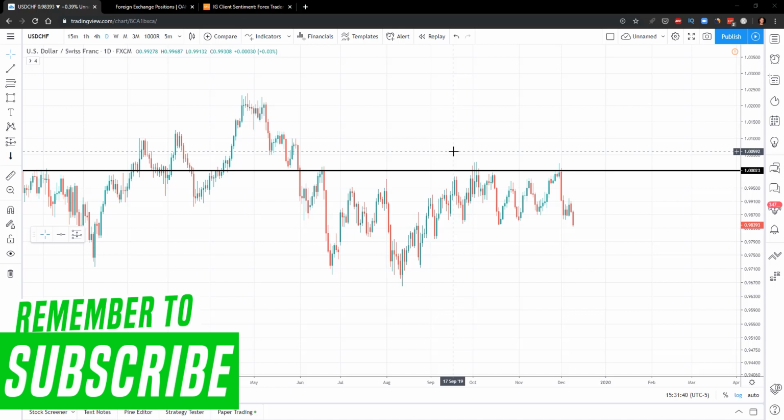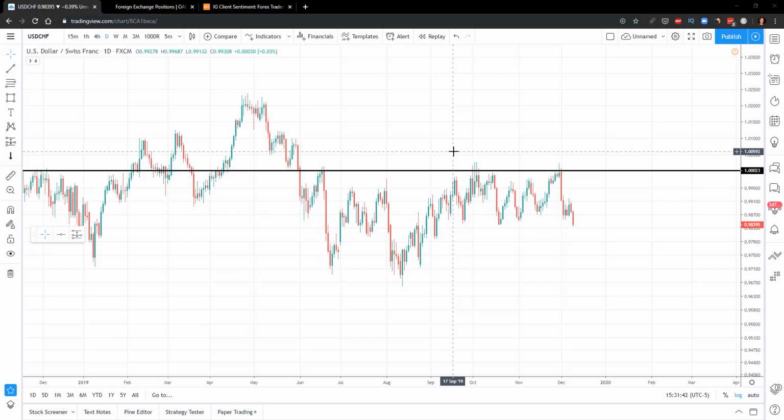And what that's showing me is that if we're approaching a key swing high and I'm seeing that there's a huge skew of long open positions from retail, that's likely going to be an idea for a good short reversal trade.